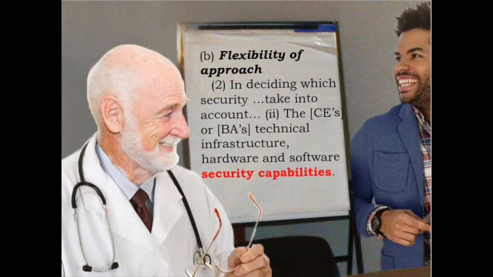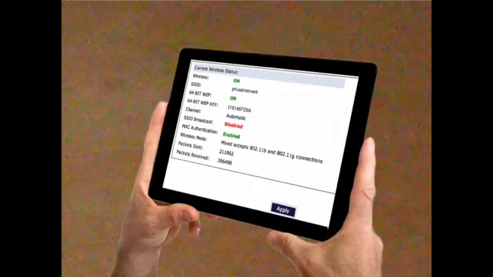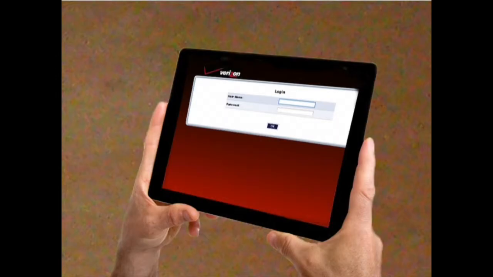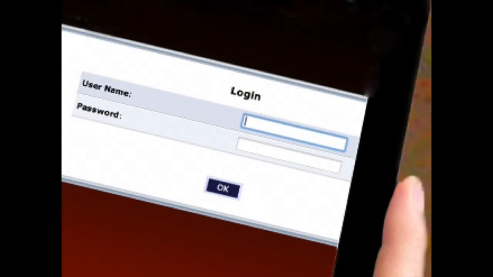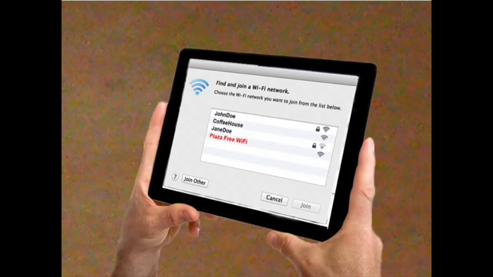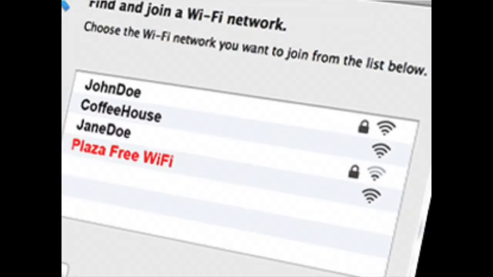Do we have security capability to block the hotspot? No, but we can block unwanted traffic by hiding the name of your network. You can see we've disabled the SSID so it won't broadcast your identity. Even if a hacker were able to find your network, they'd have to enter the right credentials. A hotspot in the plaza is risky because anybody can join. You can see there's no lock symbol.